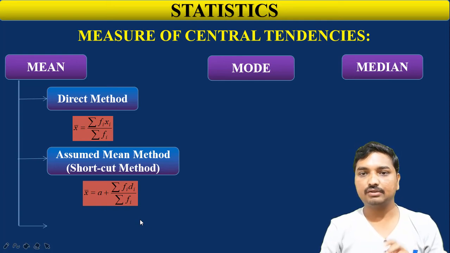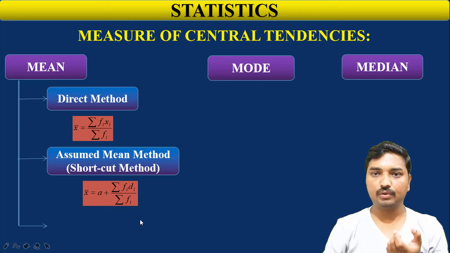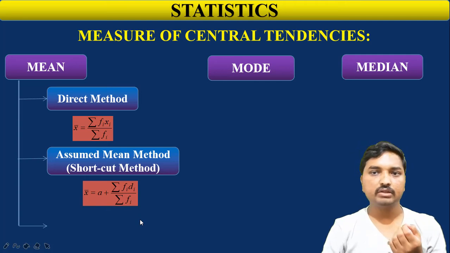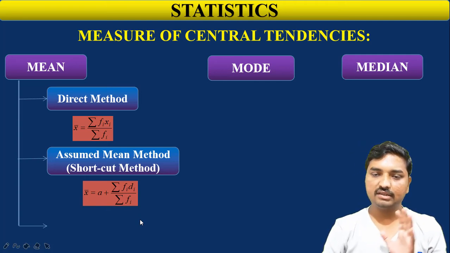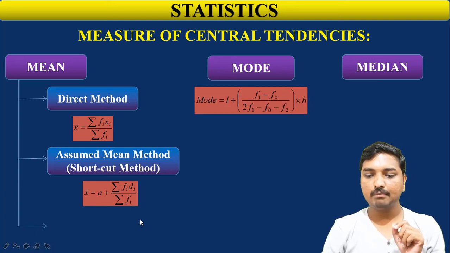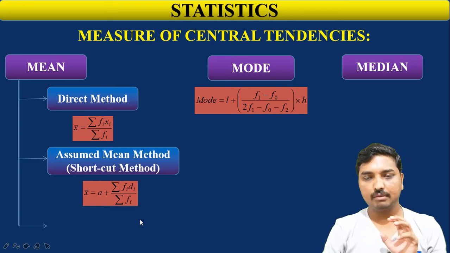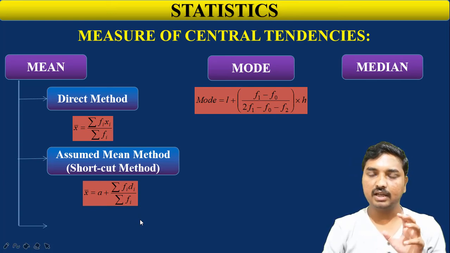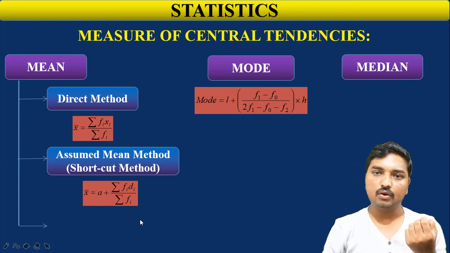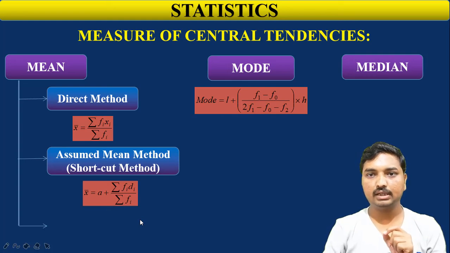The second one is mode. It is also a measure of central tendency, but there are no different methods to calculate the mode. There is only one formula, one method, with no particular name. The formula is mode is equal to L plus f1 minus f0 divided by 2f1 minus f0 minus f2, into h. Wherever f is there, it is frequency. Just remember the formula, and I will explain the terms f1, f0, f2 during the concept of mode. And h is obviously the width of the class interval.